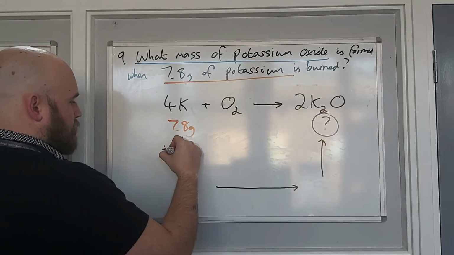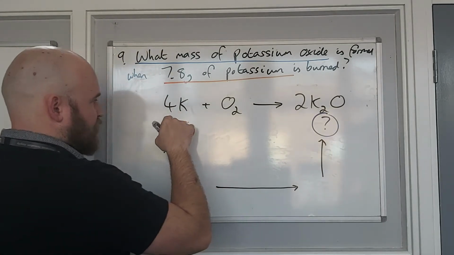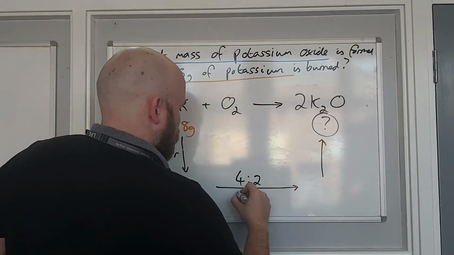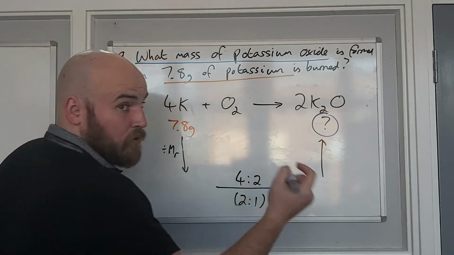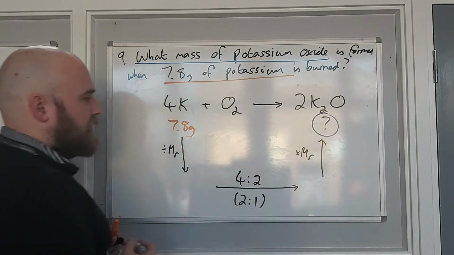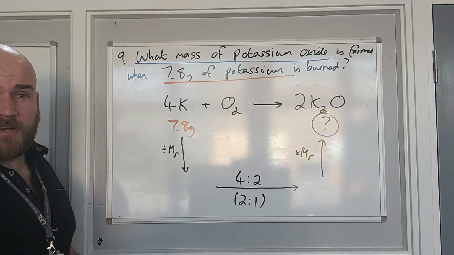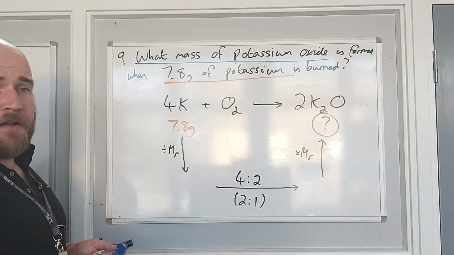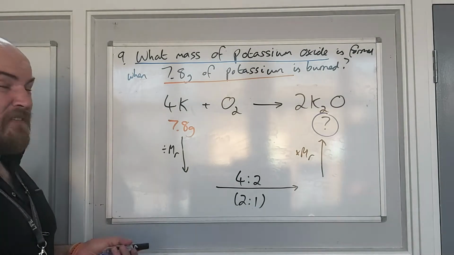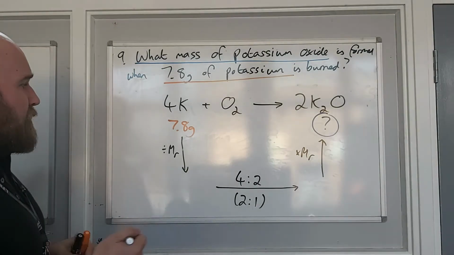So that'll be divide by the MR. The ratio now is 4 to 2, or 2 to 1, and we'll explain what to do with that in a moment. And then times by the MR, over here. And then just before I start, I'm going to have a go calculating the MRs of these things correctly first. And if I do make a mistake, as I said before, you'll get error carried forward.